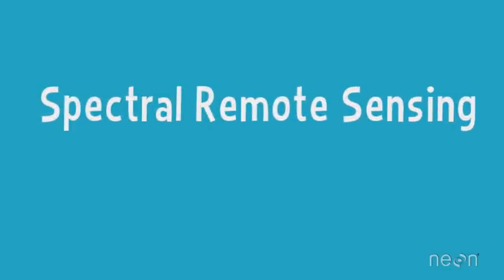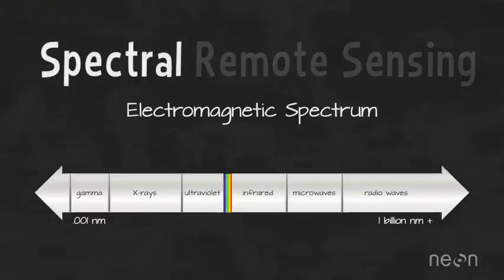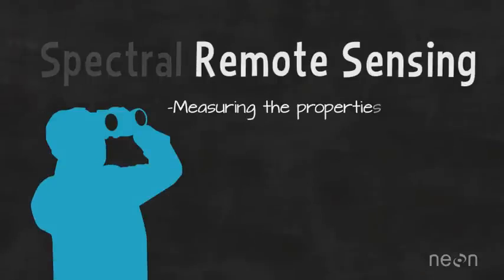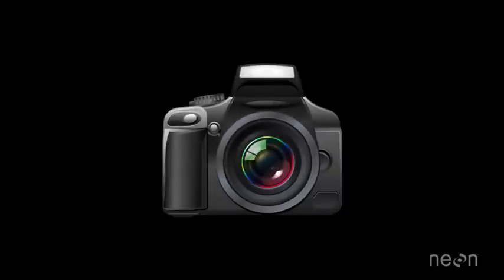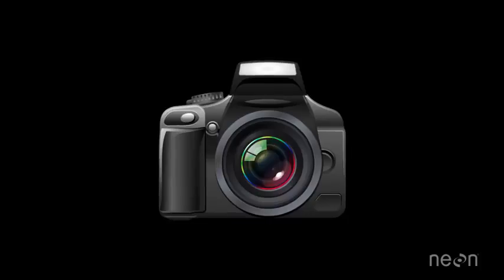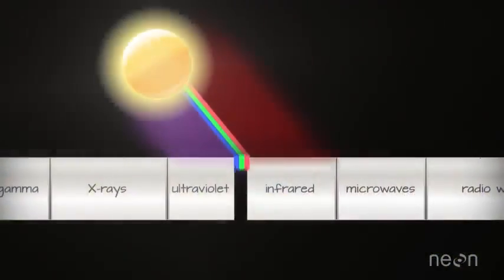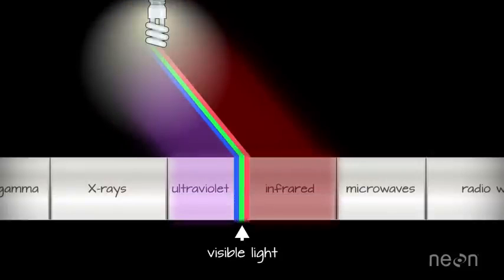If you've ever used a camera, then you know something about spectral remote sensing. Spectral relates to the electromagnetic spectrum, which includes light that is both visible and invisible to human eyes. And remote sensing involves measuring the properties of objects without directly touching them. The typical camera that you use measures and records visible light that objects like trees and rock reflect. This light might come from the sun, but it also might come from other sources, like light bulbs.